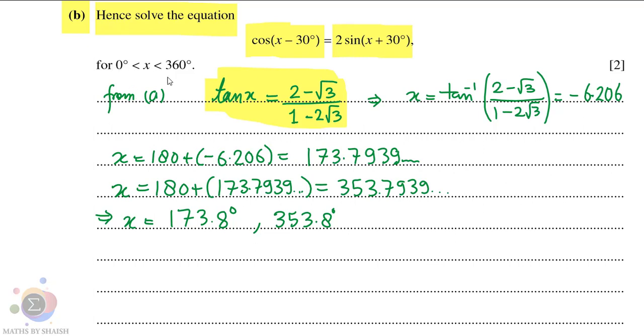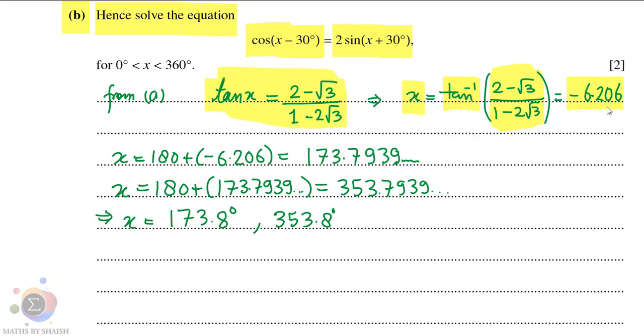So when we need to solve, we need to get one trigonometric ratio. In this case we can get directly tan x, because of the first part. So x is tan inverse of 2 minus root 3 over 1 minus 2 root 3, and from the calculator directly we can get it as minus 6.206. No need to solve this and write this value here. It's fine, we can directly use the calculator and we can get minus 6.206. And since we are calculating in degrees, it should be clear that the mode of the calculator has to be in degrees.